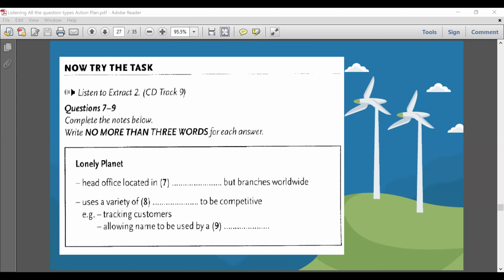Listening Section 4. Extract 2. Questions 7 to 9. Lonely Planet is one of a number of highly successful publishers of travel books. The company is based in Australia, but also has offices in a number of other countries. The travel guide business is a highly competitive market, and so to compete, they have adopted a range of marketing strategies. One thing they excel at is tracking individual customers, which in turn allows them to measure how well their marketing is working. They've also licensed the name Lonely Planet to a TV program of the same name as part of their overall strategy.